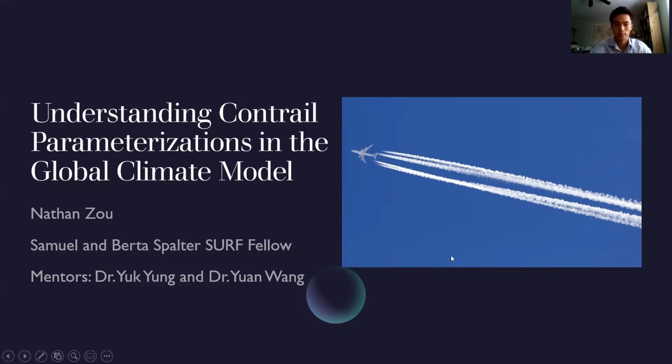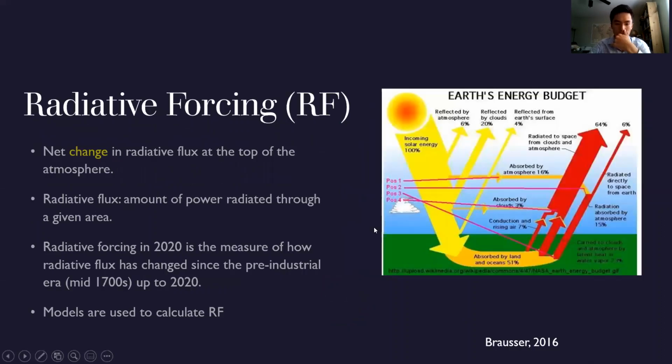So a key concept for my presentation is radiative forcing. It's defined as the net change in radiative flux at the top of the atmosphere, and radiative flux is just the amount of power radiated through a given area. It's pretty similar to electric flux and magnetic flux. And notice a key term I highlighted is change.